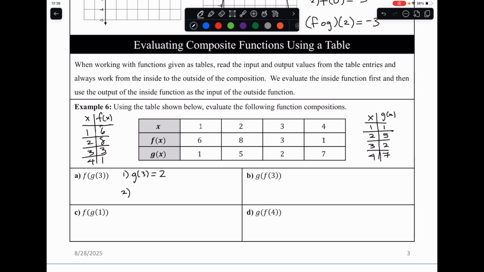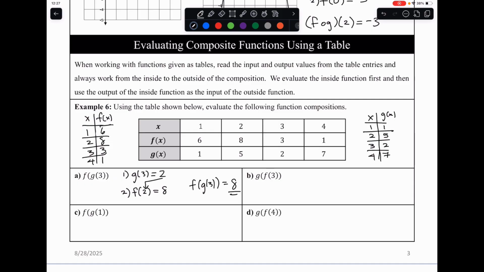And now our second step is to evaluate f at that input value. So we're going to plug 2 into f. We're not going to plug f into 2. We're going to plug the number 2 into the function f. And we can get that value because the work is already done for us by looking at the table. So when x is equal to 2, the y value is 8. So our answer is 8, and there is our answer. So f of g of 3 equals the number 8.